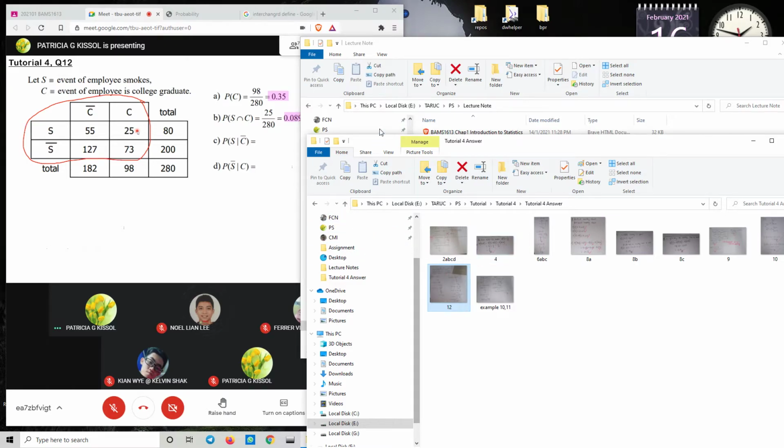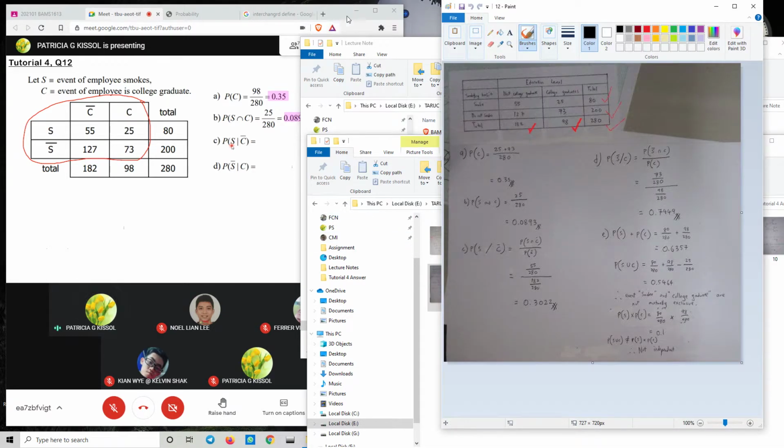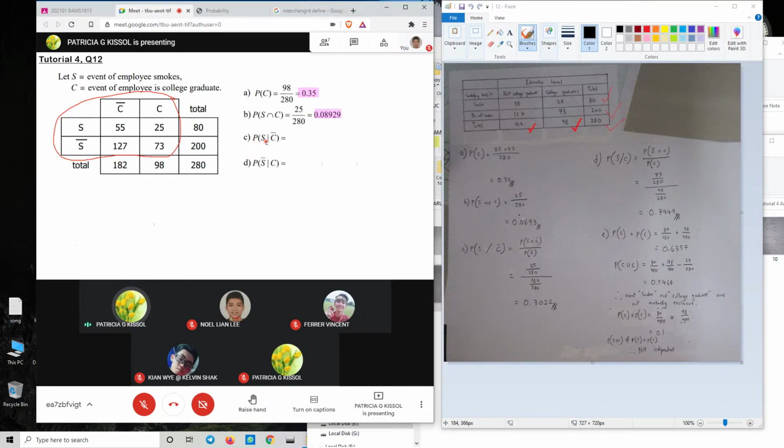Okay. No problem. And then we follow on to the next one. Now, this one is a given question. We need to find the probability that the employee smokes and not a college graduate. So in this case, you would have to use the conditional probability formula. Remember, the given value is your denominator, and the numerator is just to find the intersection between the S and not college graduate. So S and not college graduate, you look at S, and not college graduate is 55.